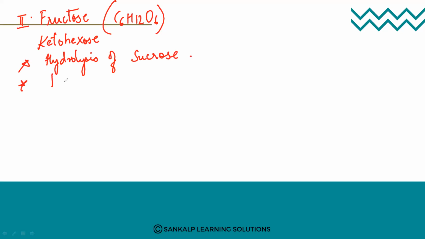It is levorotatory. Levorotatory means what? It will rotate the plane polarized light to the left hand side. And it belongs to the D series. Why D series? Because the OH group is on the right hand side. Levorotatory means it will be minus, rotating the plane polarized light to the left hand side.